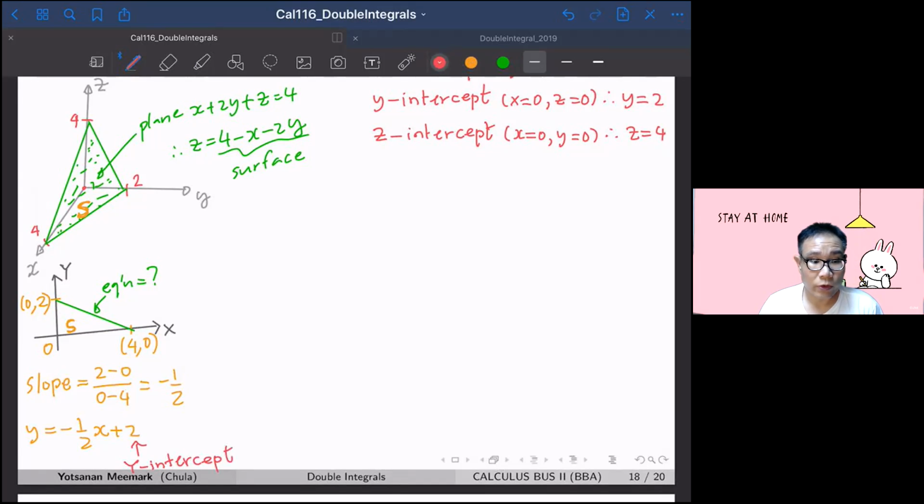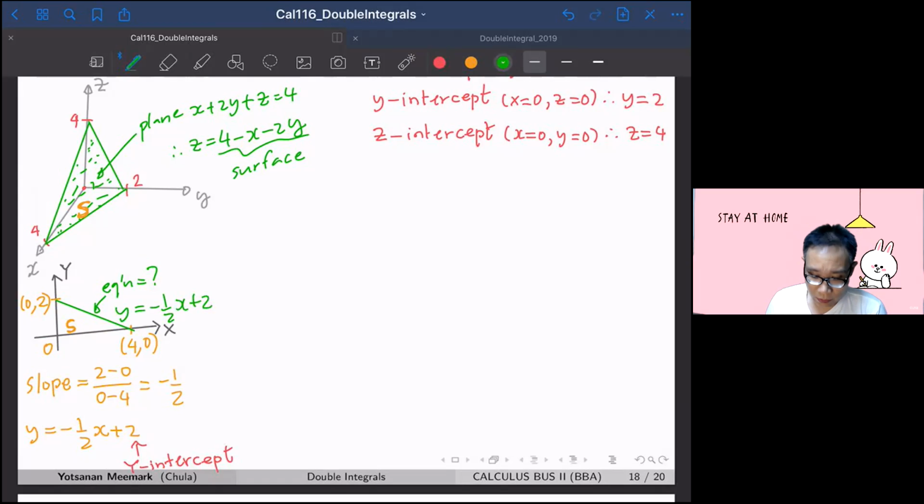Okay, so this one I used the slope-intercept form. Or you can use the point-slope form. It gives you the same answer. If you use the point-slope form, it's going to be y minus 2 equal to negative 1/2 x minus 0. And then you move negative 2 to the other side, so you get positive 2. So you get y equal to negative 1/2 x plus 2. Okay, and this will be the equation that you're looking for.